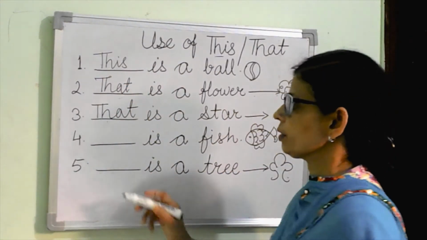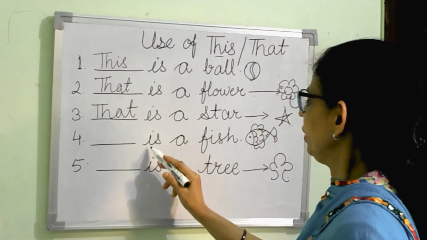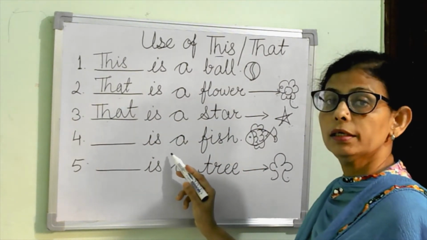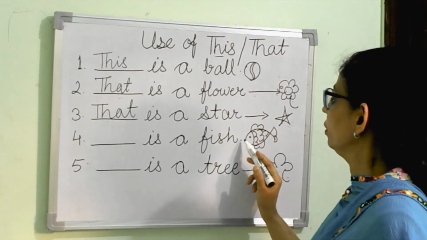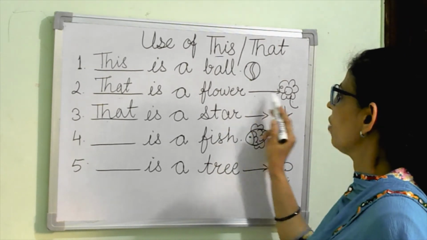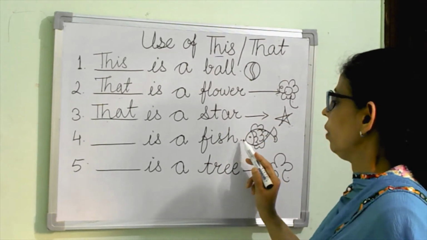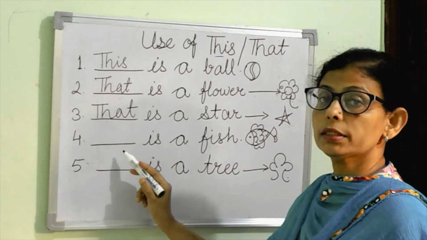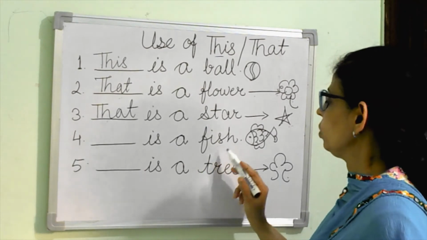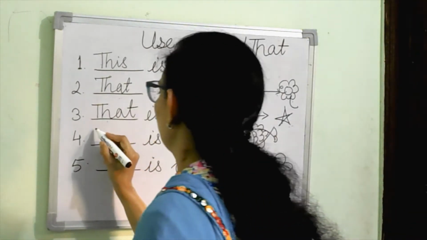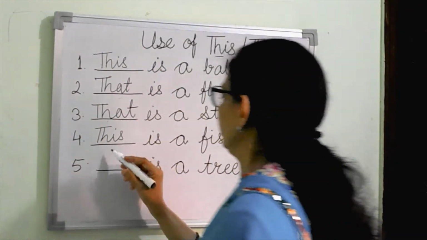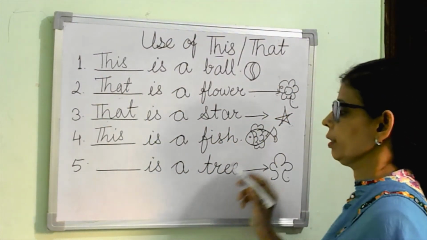That. The next one is a fish. The fish is near to us. Here there is no arrow. The arrow is used for far things. The fish is near to us, so we will use this for the fish. T-H-I-S. This is a fish.